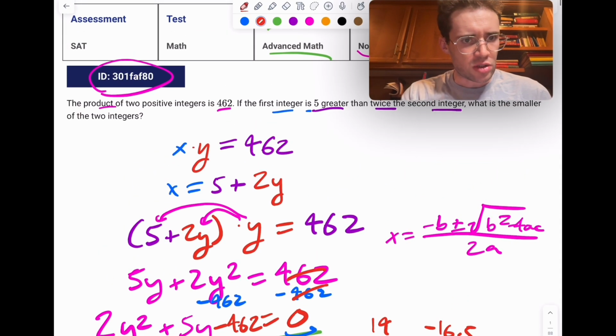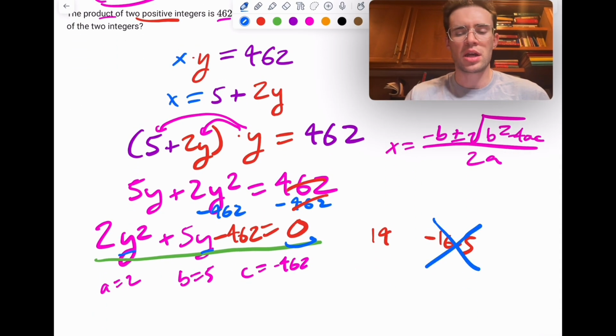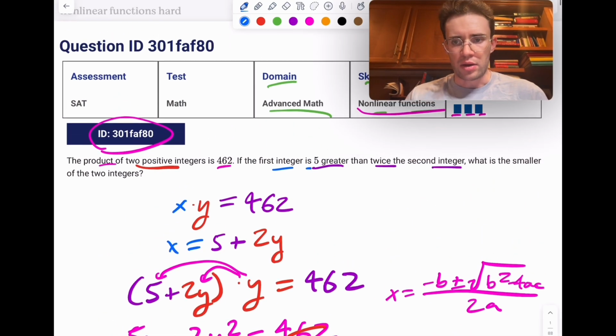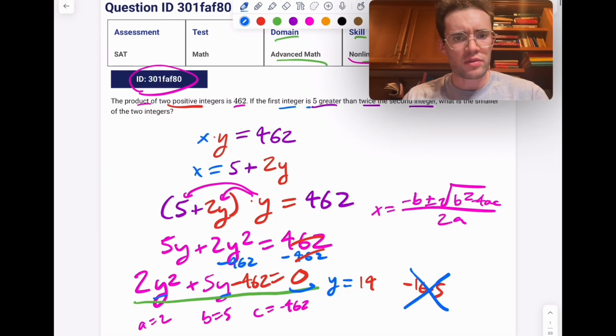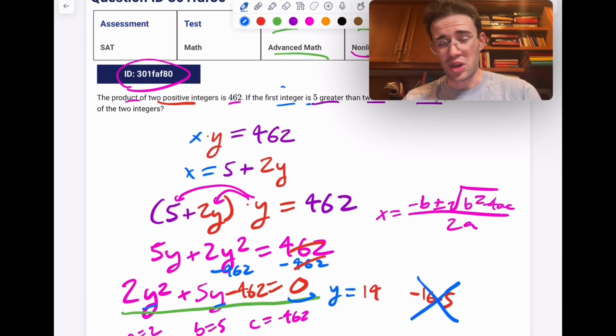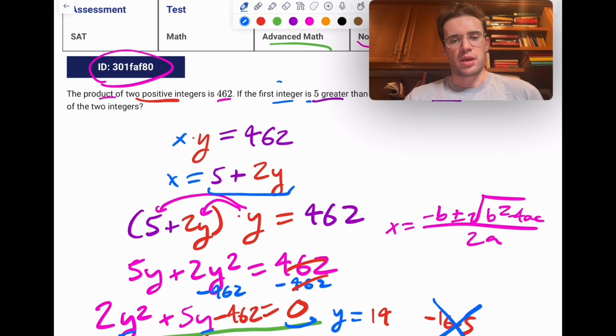And it says they're two positive integers, which means that we can eliminate this negative option. So that means that y is equal to 14. And ultimately what we're looking for is what is the smaller of the two integers? Well, they said the first and the second, so we don't necessarily know. I mean, the first doesn't mean the smaller of the two. In this case, actually, the first will be the bigger one. But we can see what we're doing to it. We're going to be doubling it and adding 5 to get x. So x will be bigger.